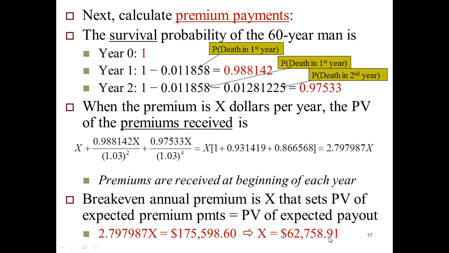62,758.91, and that tells us straight away that that's going to be the break-even payment, the minimum payment below which it would not be a profitable insurance contract for the insurance company to sign, above which the insurance company would prefer, because it'll keep the insurance company financially strong and profitable. And that's it.